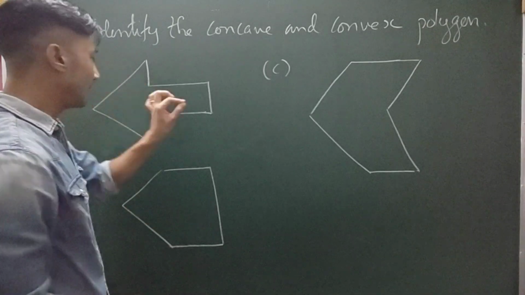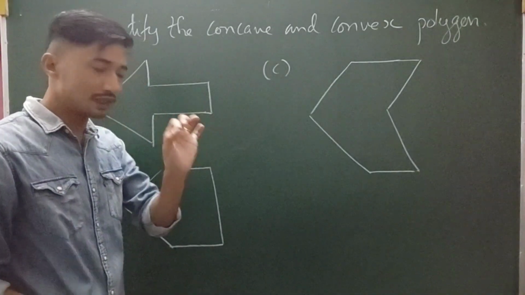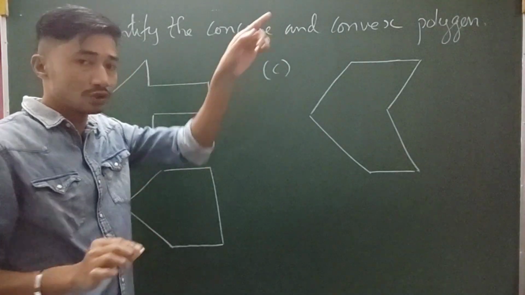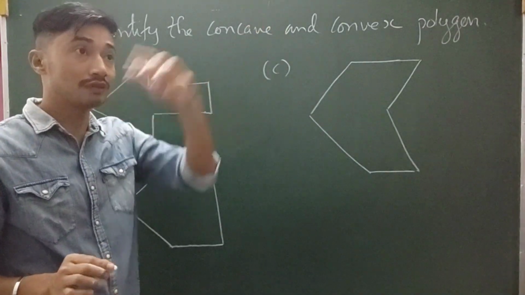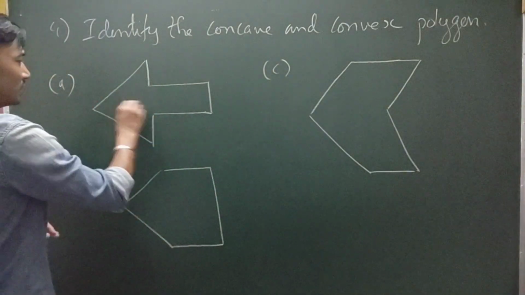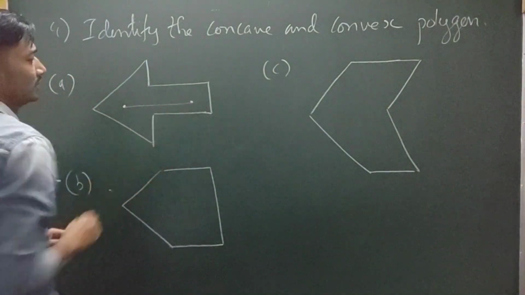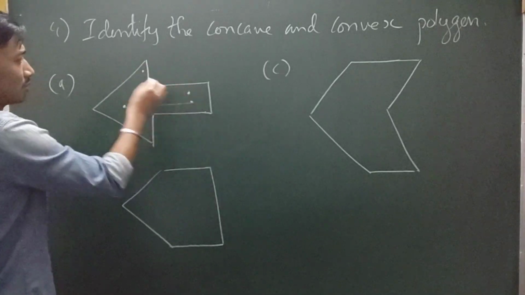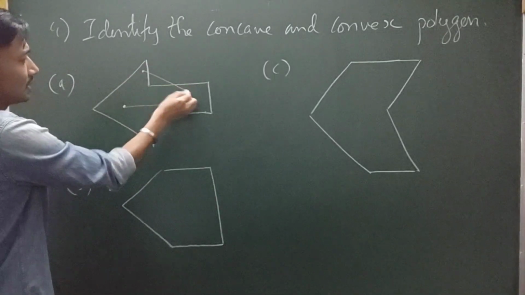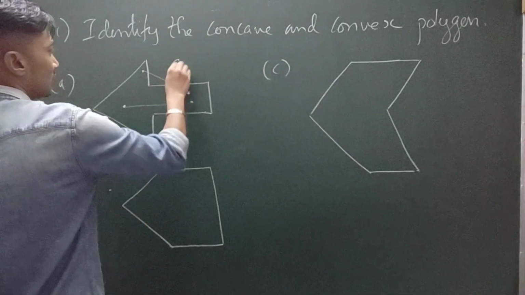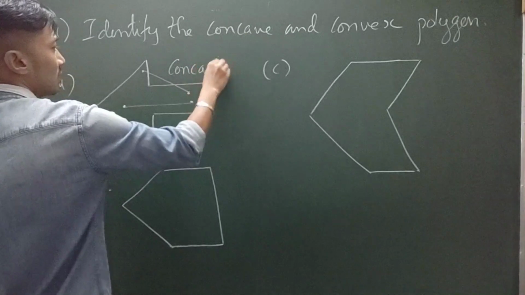Convex means you take any two interior points, and then when you try to join the interior points, it should not go outside, then it's convex. But if it goes outside, it is concave. Now look here. I join this and this, no problem, interior only. But this is one interior point, this is one interior point. I try to join this, definitely it will go outside. Isn't it? That is what we mean. So this will be concave.